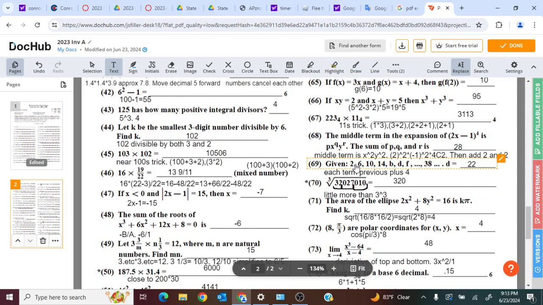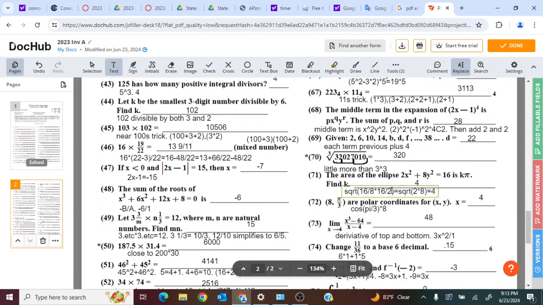69, this is a sequence where each term is the previous plus 4. B is 18, D is 22. Moving on. Cube root of this number, since it's cube root, you'd put in groupings of 3. This is a group of 3. This is a group of 3. This is slightly more than 3 cubed, so like 32. And then the 3, 2, 0, basically.